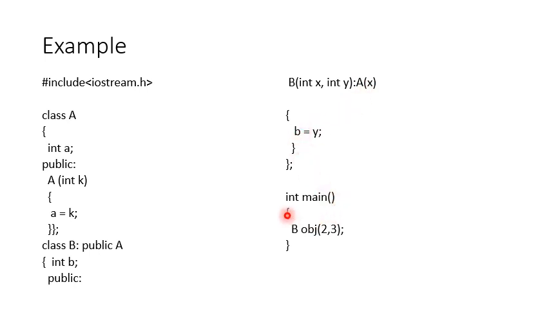We can write a main function: B obj(2, 3). It will first execute the class A constructor, and second, the class B constructor.